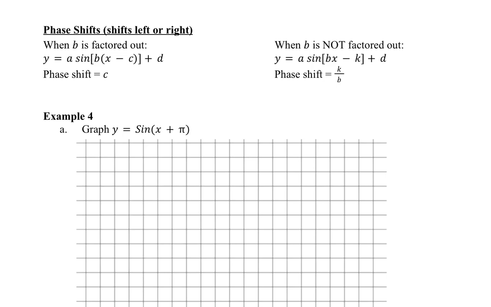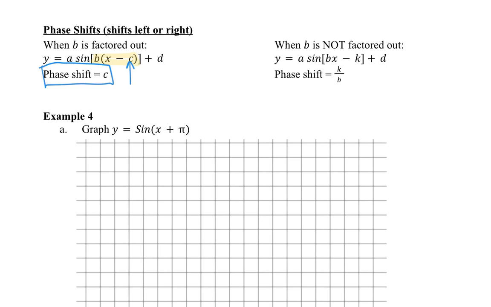We're going to look at phase shift, which is the horizontal shifts left and right. So when we look at the general form of a sine or a cosine function, we can look at the input and the number that's being subtracted from our input, that C value, that is the phase shift. And that is how much our original sine graph has shifted right. Okay, so if we're subtracting a number, the number that we can see there is the phase shift.